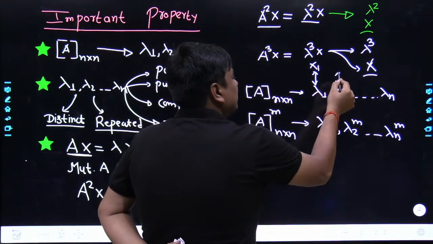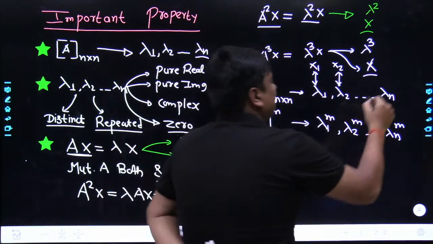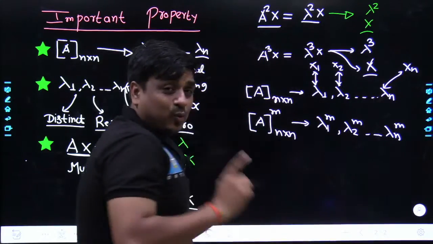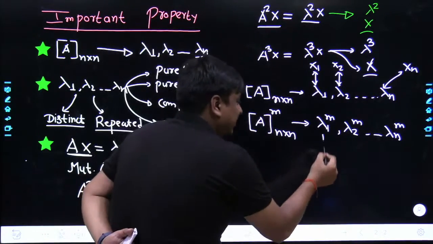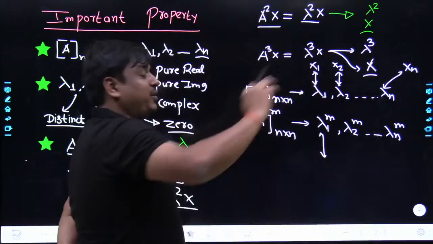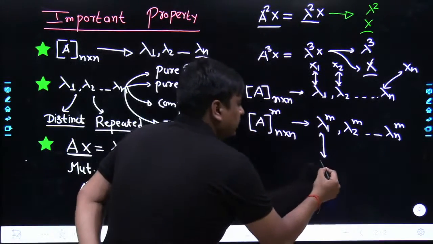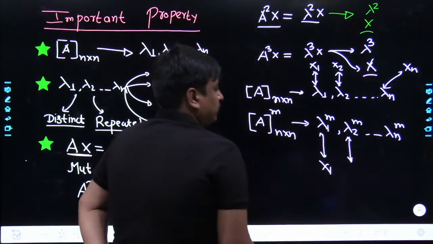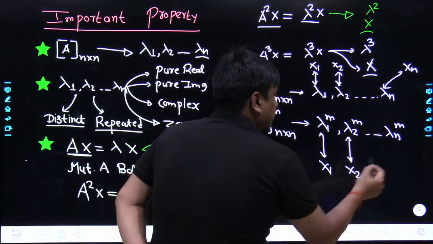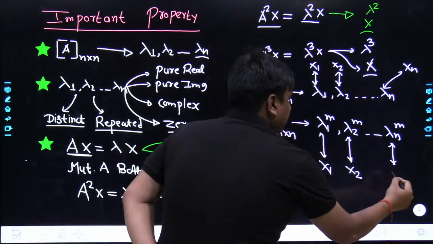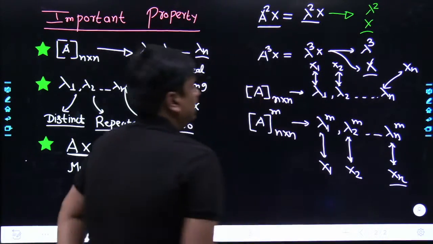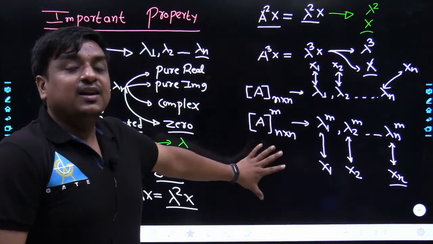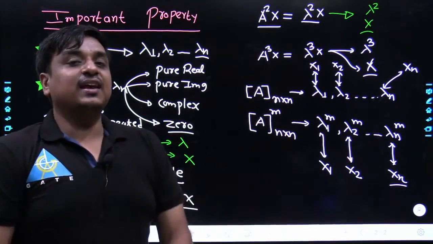And one of the best things about it: corresponding to the lambda 1, let's take you have eigenvector x1, corresponding to the lambda 2 you had eigenvector x2, corresponding to the lambda n you had eigenvector xn. May I know what would be the eigenvector corresponding to lambda 1 to the power of m? It says still x1. And similarly, corresponding to lambda 2 to the power of m, it's again x2, and so on till xn.